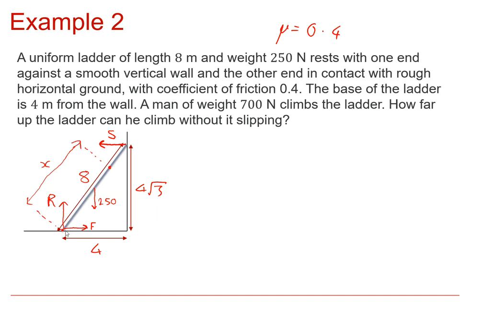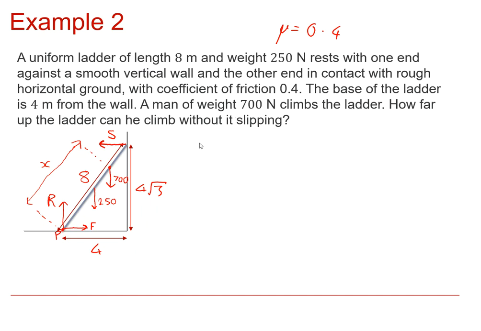And just to avoid confusion, I'll call this point here P, later for when we take moments. And at this point where the man is, we've got a force of 700 newtons acting downwards. Okay, so now we have all the forces in place. We're ready to resolve our forces and take our moments.